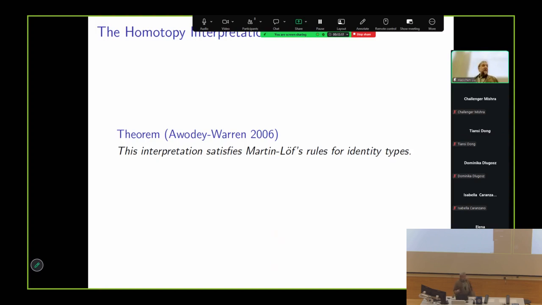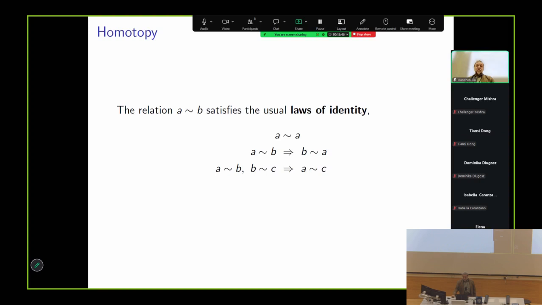I would draw a picture if I had a board, but imagine a space and 2 points and a continuous path from one to the other. That's P going from A to B. Imagine I have some Q going from A to B as well. Now I have 2 continuous paths. What should be a proof that P is equal to Q? Well, it's a continuous deformation of the path P into the path Q. It's a homotopy from P to Q. And that's where the homotopical interpretation starts, and that's how it works.